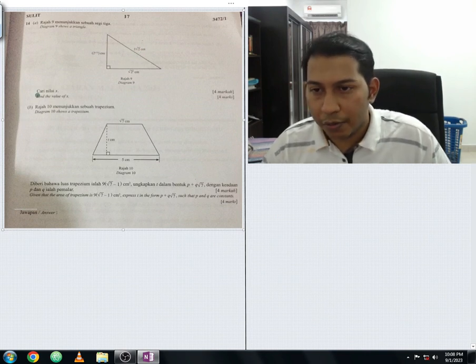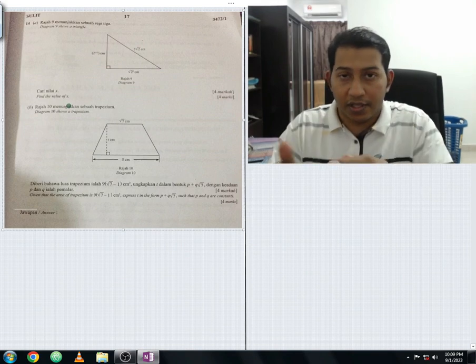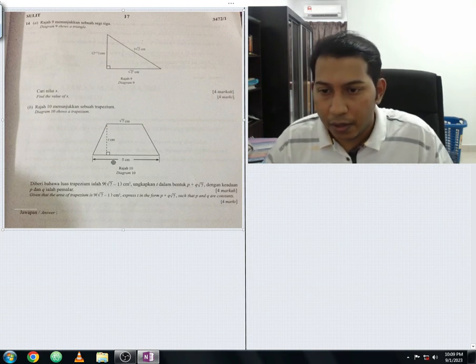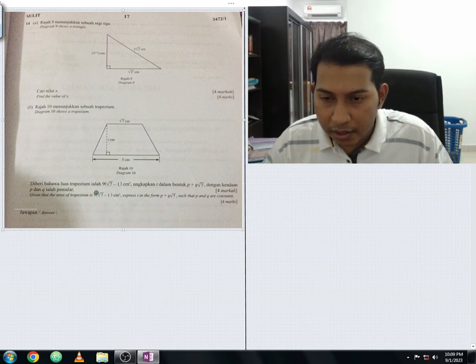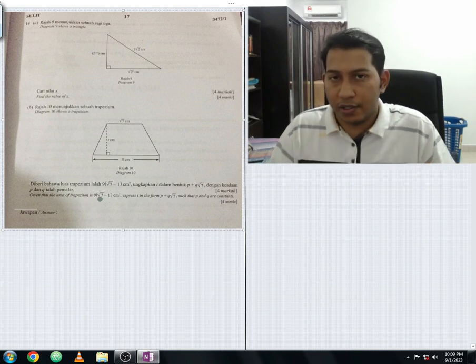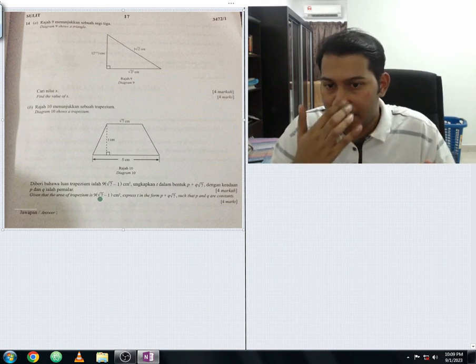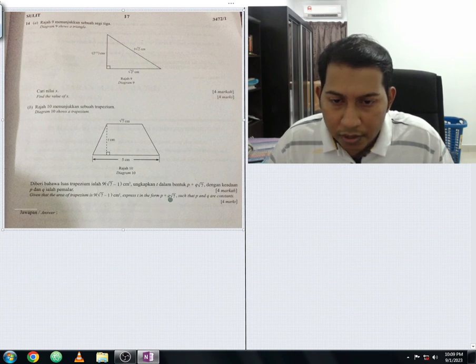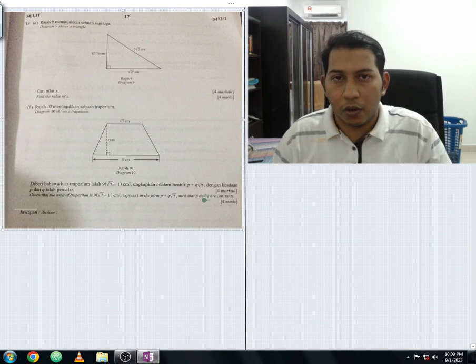So the question asks us to find the value of x. This is for question part A. For question part B, diagram 10 shows a trapezium. So this is the trapezium. Given that the area of the trapezium is 9 times (surd 7 minus 1), you can call it square root 7 or surd 7, it's up to you, centimeter square, express t in the form p plus q surd 7 such that p and q are constants. So this is the overall question.